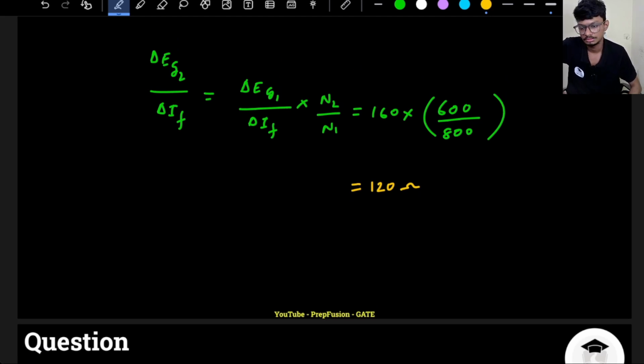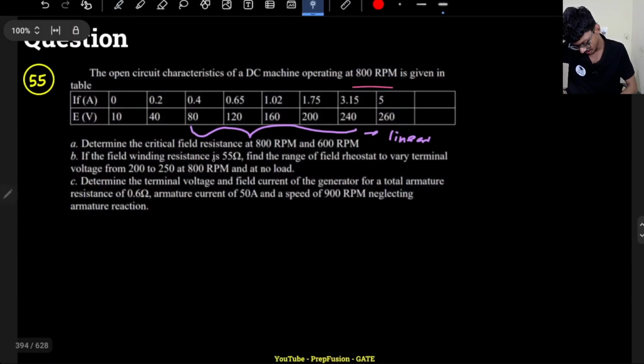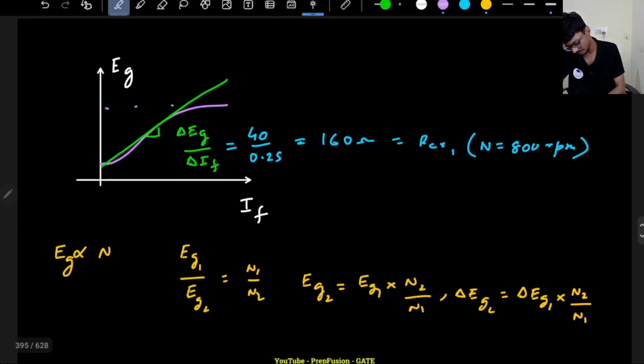Okay, so that's basically it. Now what is the second portion? Second portion: if the field winding resistance is 55 ohms, find the range of the rheostat to vary the terminal voltage from 200 to 250 volt at 800 rpm at no load. So this was the part A basically.